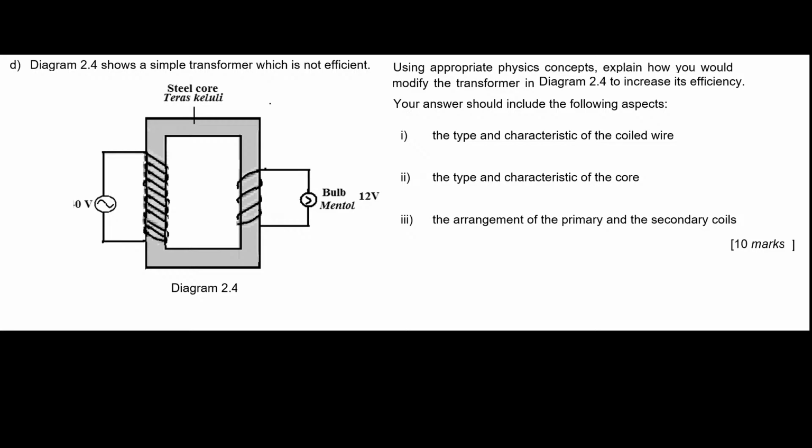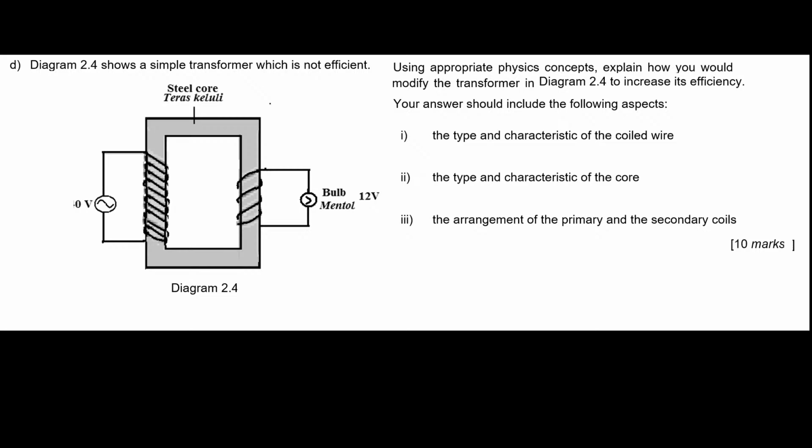Can you see the diagram? Now you're going to see the diagram I show you. It's one of the questions. They ask you, using the appropriate physics concept, to explain how you would modify the transformer in 2.4 to increase the efficiency. So from here, 10 marks. We find out how to get 10 marks.